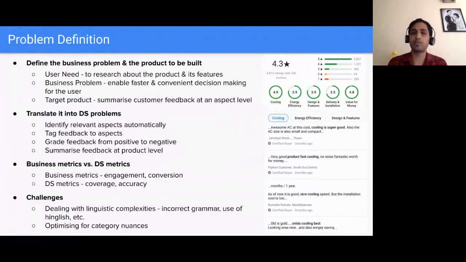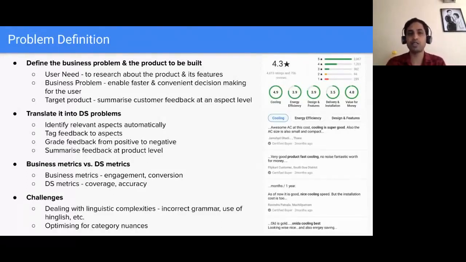So the coverage here would be 70%, 70 by 100. But within those 70, maybe it made 35 right predictions and 35 wrong predictions. Then 35 by 70 would be the accuracy, 50% accuracy. So these are the metrics that a data scientist would look to optimize for.